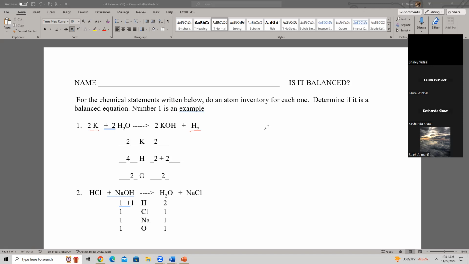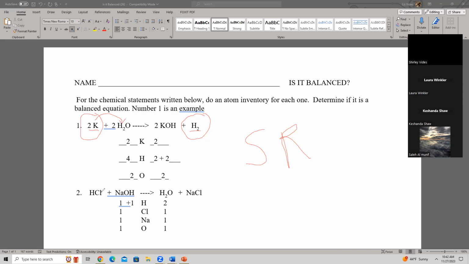Single replacement. Correct. It is SR, single replacement. Why? Because you have a single element being replaced or replacing another one. And then you have two single elements, different elements on both sides. And that's how you know. This one took the place of one of these hydrogens, and it became KOH, and then it booted out the hydrogen. Yep.